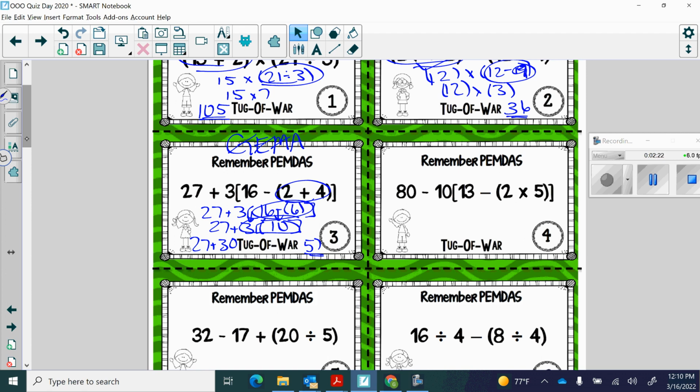Good. Okay, our next one, again, GEMMA. Our groupings come first. So we have a double grouping here. So I'm going to start at the inside of the two groupings. 80 minus 10, bracket. 13 minus 10, bracket. I still have a grouping. So 80 minus 10, bracket 3. So 10 bracket 3, again, that's what operation? Multiplication. My groupings are done, no exponents. So I'm now going to do this multiplication next. 80 minus 30. Now it's just one step, gives me 50.